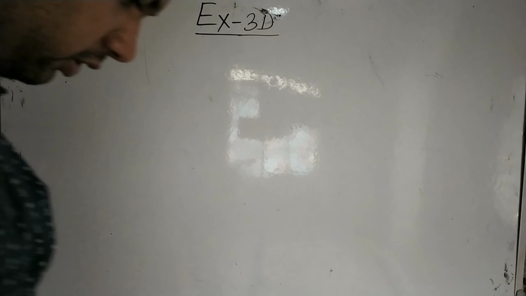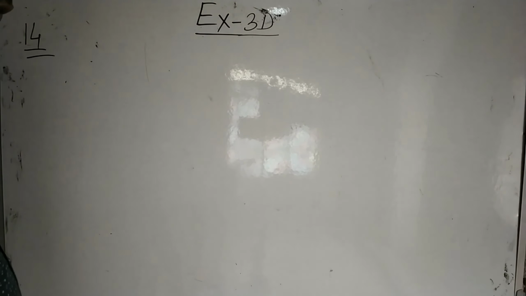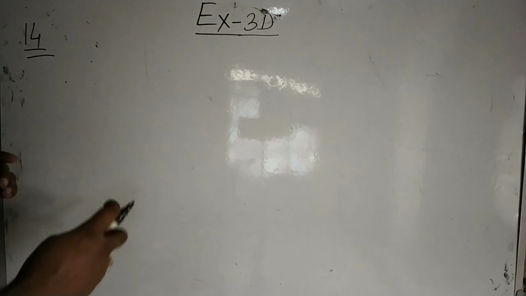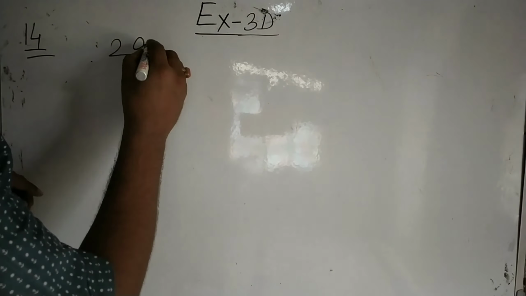Next question, question number 14. Find the smallest number by which 2925 must be divided to obtain a perfect square number. As I told you, when you have to multiply or divide by a certain number, then we have to use the prime factorization method only. The number is 2925. So factorize this number.